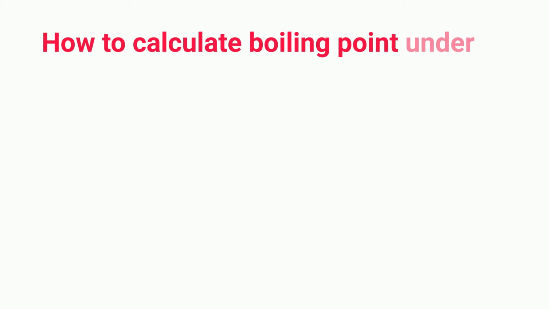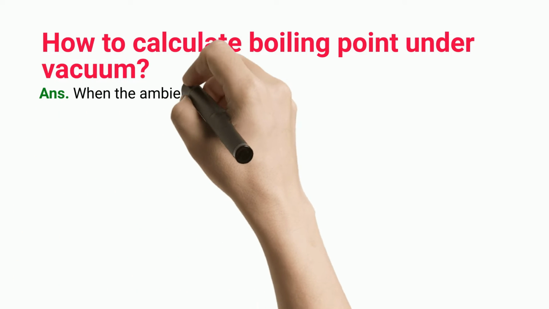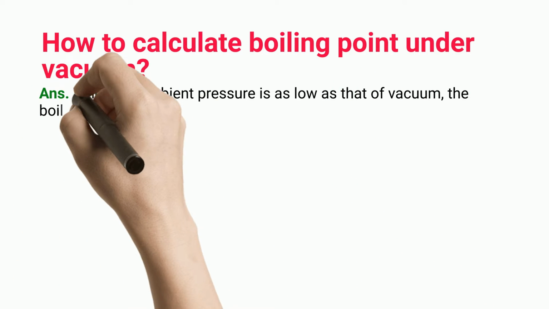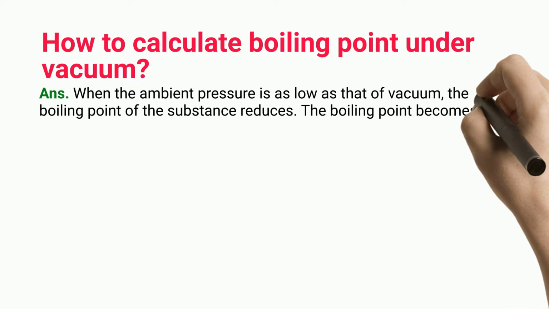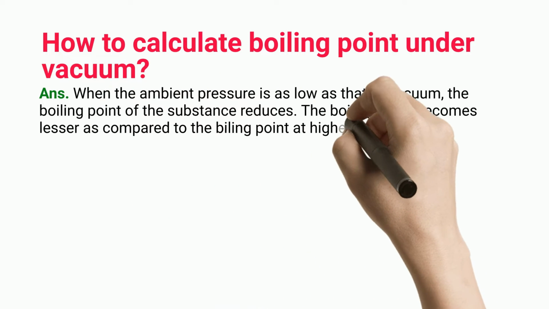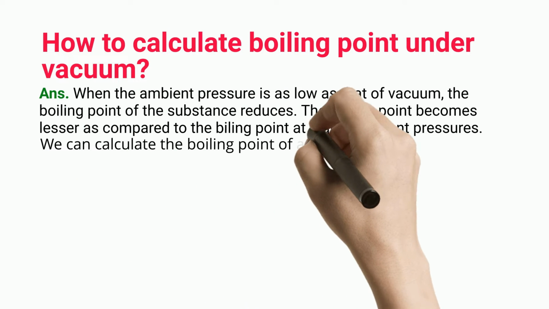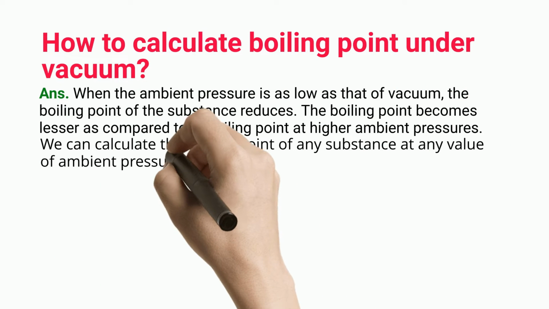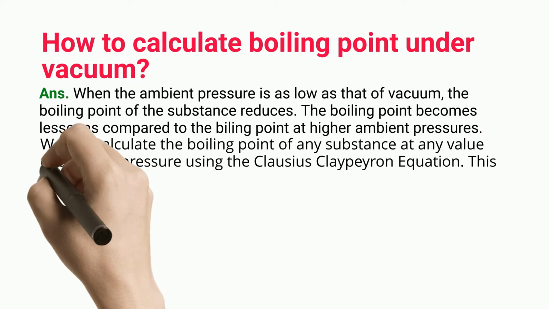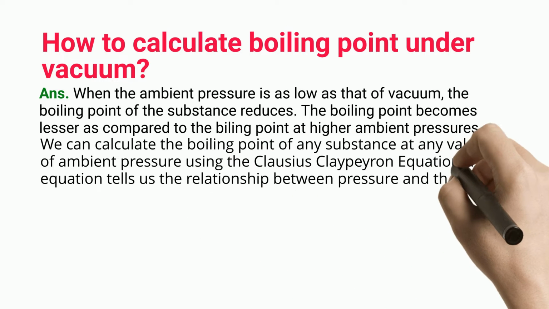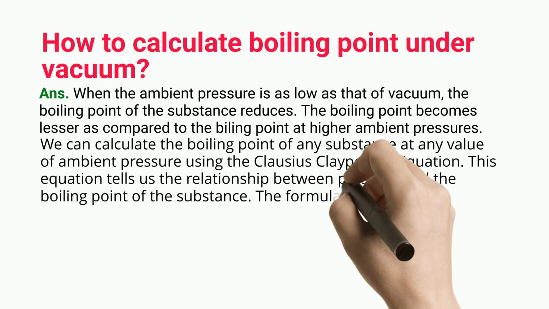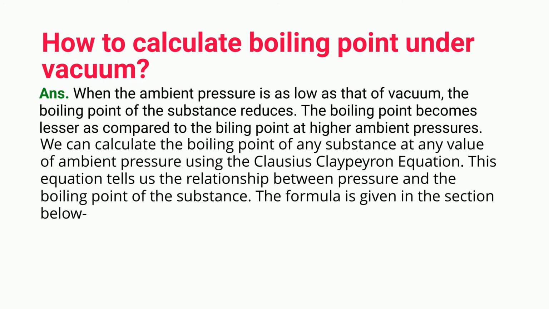How to calculate boiling point under vacuum? When the ambient pressure is as low as that of vacuum, the boiling point of the substance reduces. The boiling point becomes lesser as compared to the boiling point at higher ambient pressures. We can calculate the boiling point of any substance at any value of ambient pressure using the Clausius-Clapeyron equation. This equation tells us the relationship between pressure and the boiling point of the substance. The formula is given in the section below.